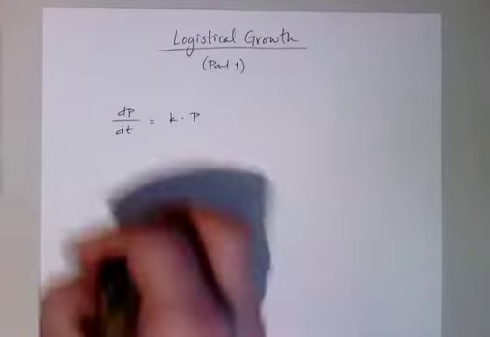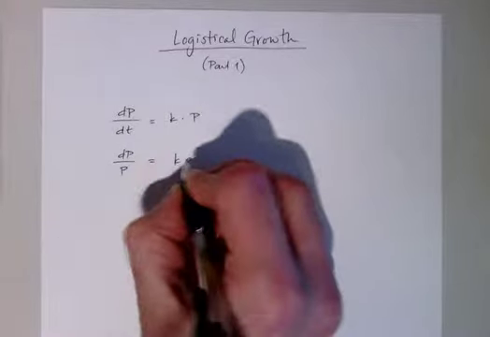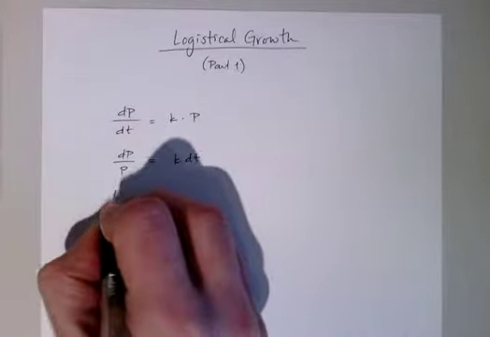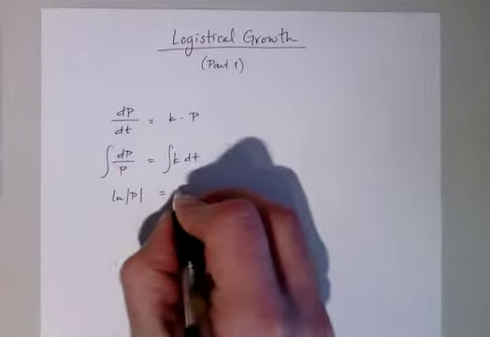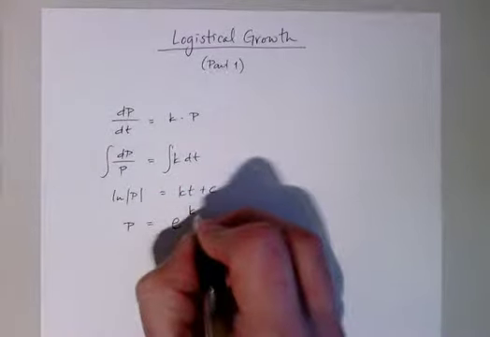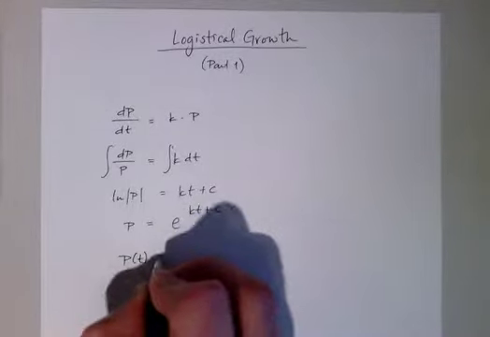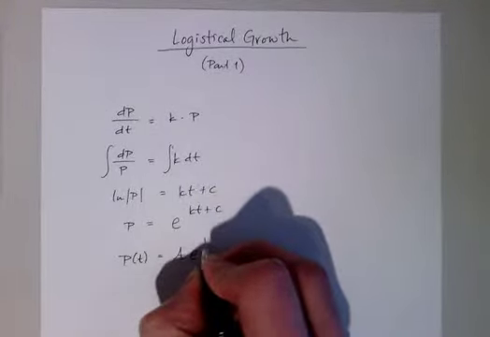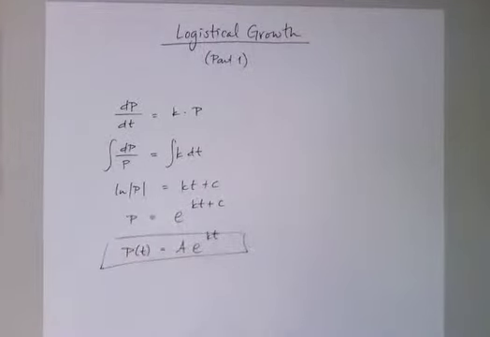And this is separable. I mean, it winds up being rather easy. We have k dt, and we can say, well, let's go ahead and integrate both sides, and that's the natural log of p equals kt plus c. Let's exponentiate both sides, e to the kt plus c, and that winds up being p of t equals a times e to the kt. Now that ought to look really, really familiar, okay?